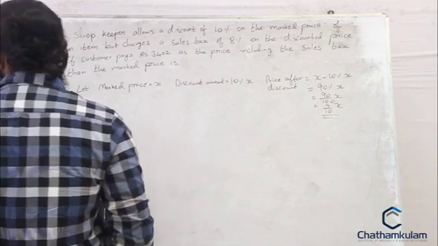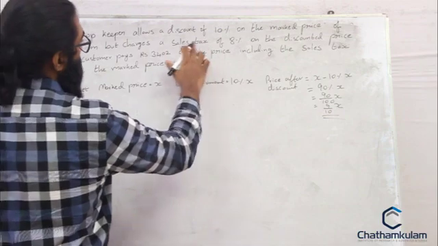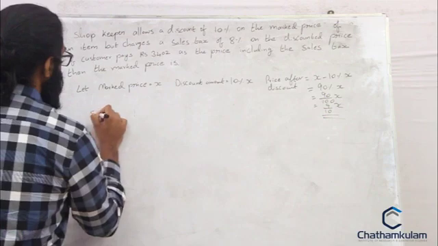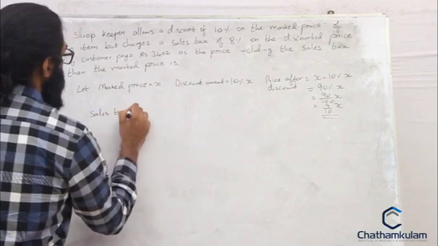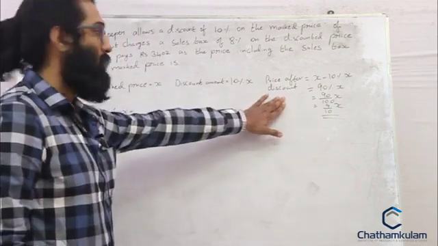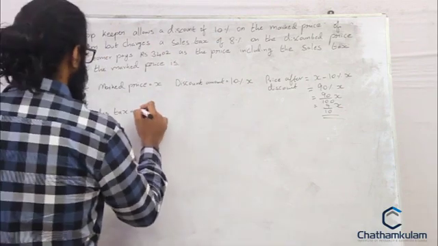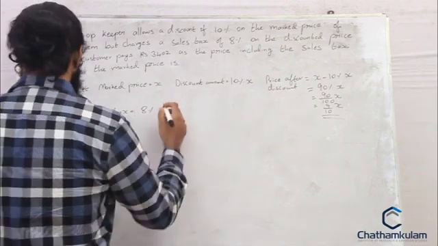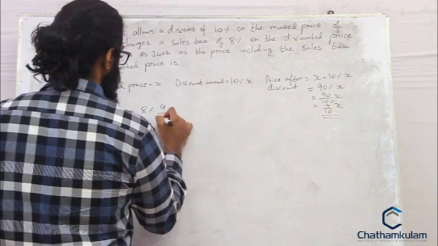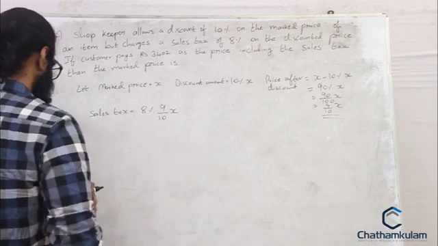So let's next calculate the tax amount, right? Sales tax. We calculate the sales tax on the price after discount, not on this amount. Okay, so we calculate sales tax as 8% of 9/10 X. So this is the sales tax.